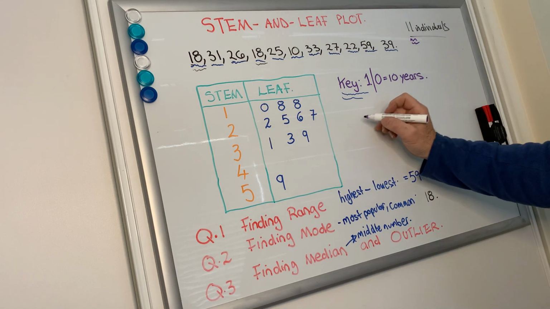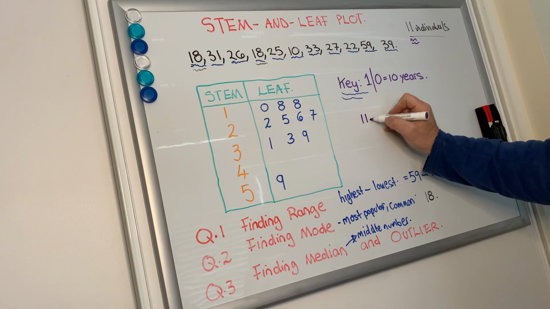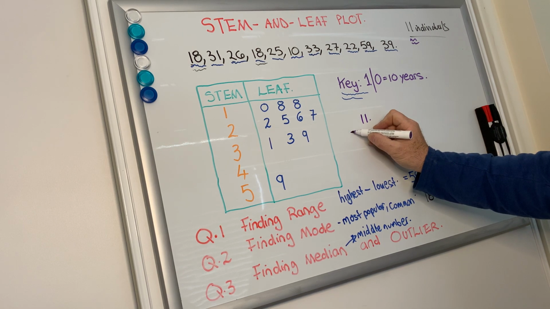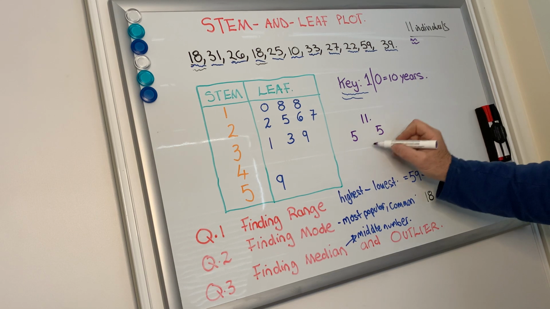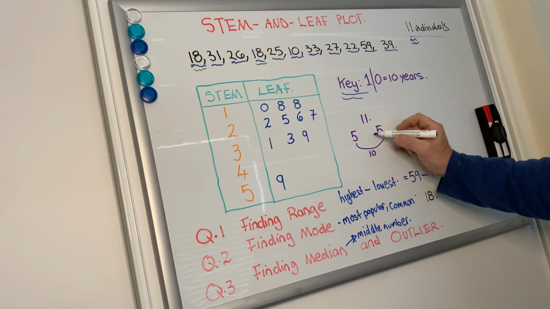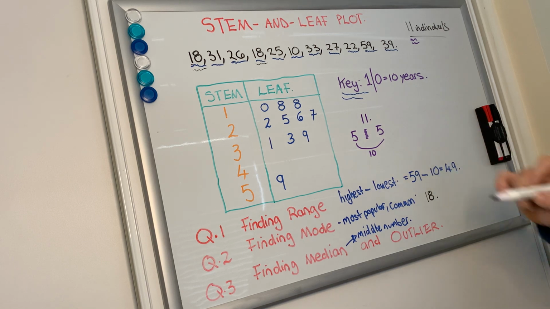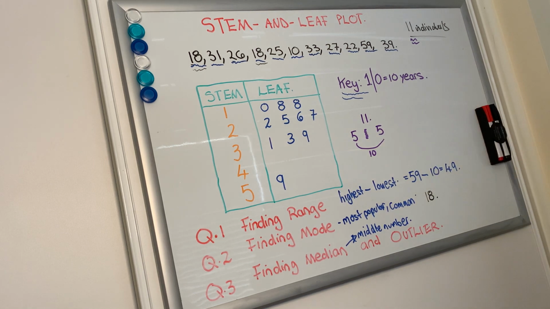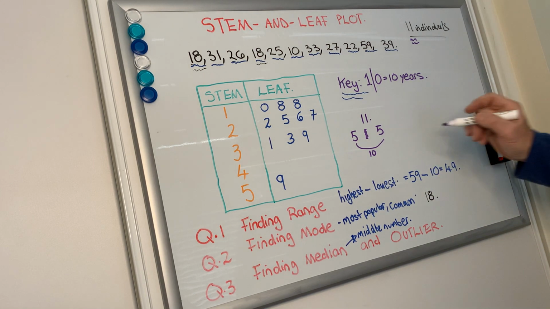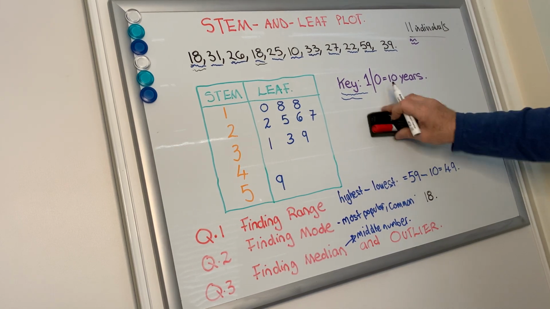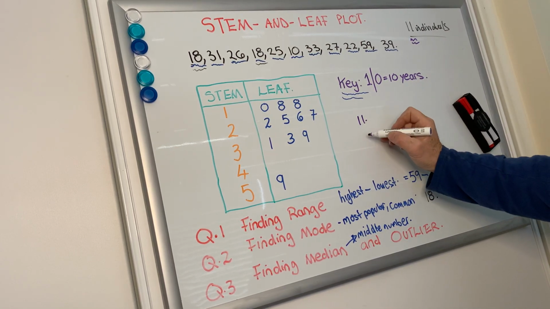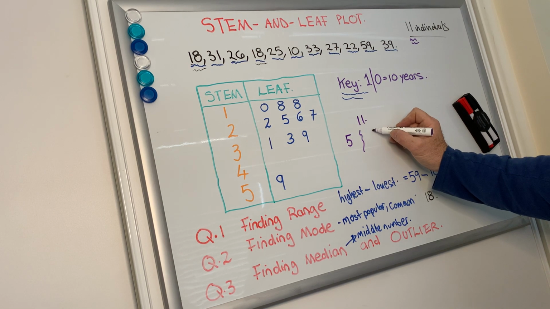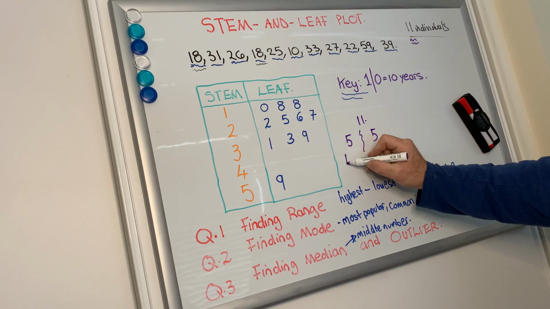So if you think of it like this, if I think of the number 11 and I think of splitting it in two, I can put 5 on this side, I can put 5 on the other side. That gives me a total of 10. Here we've got 11 numbers, so 5 numbers on the left-hand side, 5 numbers on the right-hand side.